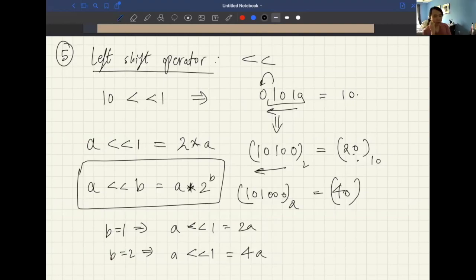This is the formula. For the second line, I think you meant to write a left shift 2. Yep, sorry. A left shift 2, 4a. Sound good? Okay.